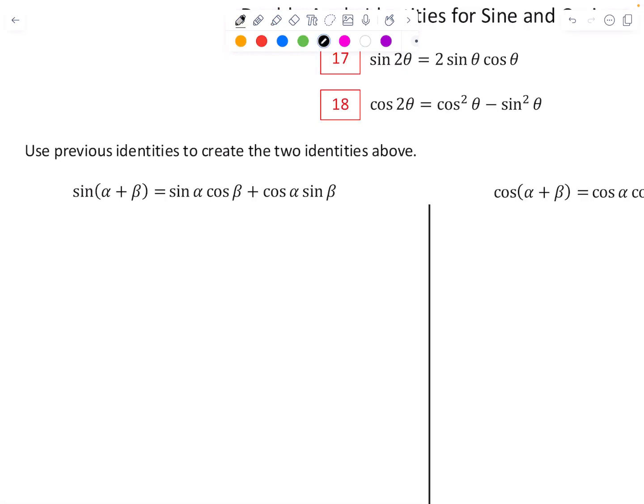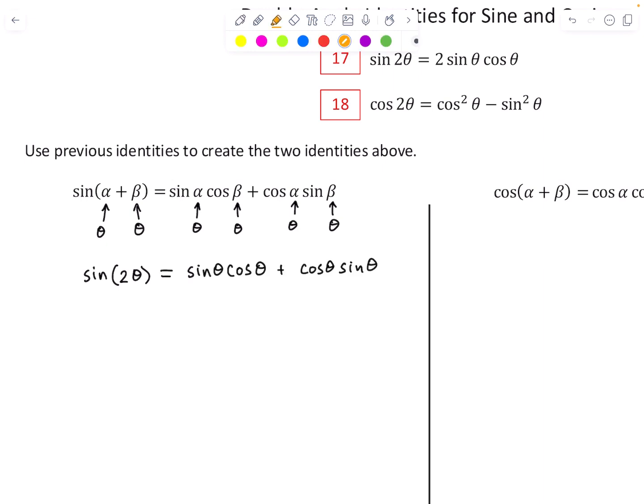If I take this identity and I change both alpha and beta to the same angle theta, then all the alphas and betas on the right side of the equation will also change, and we wind up producing the following. Theta plus theta is just 2 theta, so we have sine 2 theta is equal to sine theta cosine theta plus cosine theta sine theta. These two expressions are identical. Sine times cosine is equal to cosine times sine, and so they can be added together, and we have two of them. And we've established identity 17.